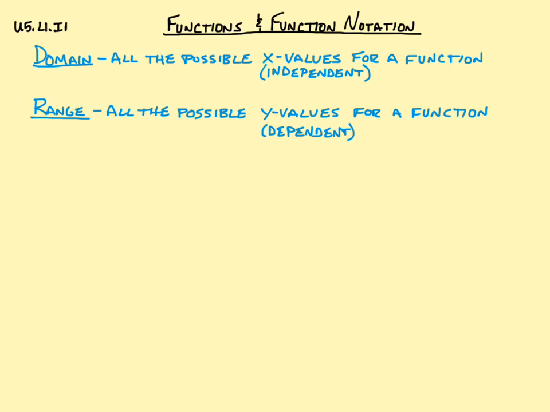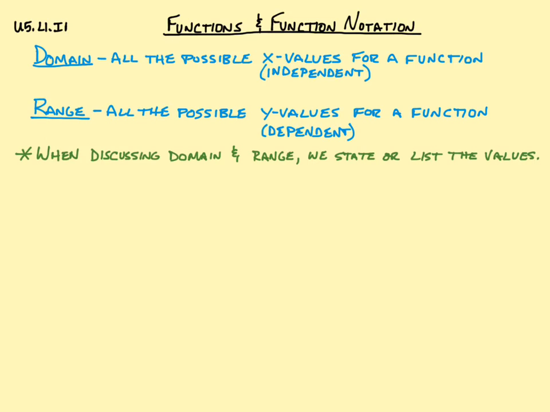And when we state what our domain and range is, or when we're talking about them, we generally either list them, we list out all the values, or we state what the options are, what the possible values are for that domain or for that range. So let's look at an example.